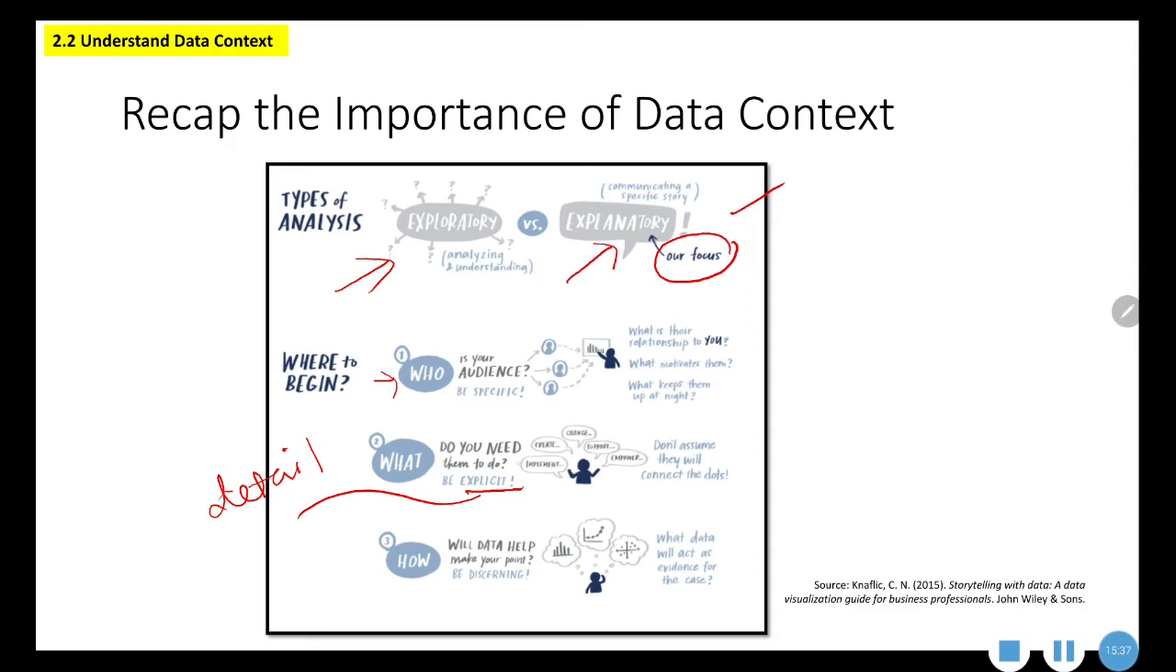How to implement, how to create, how to change, how to support, how to empower. You have to be explicit about the information that you want to analyze. That's why you have to consult your data context, so that you get the right information to produce the right visualization. And the last one is, how will the data help make your point? You have to be discerning, meaning you have to know what type of charts and the right visualization will help them use this as evidence before they make a decision. Basically, this is the importance of data context.